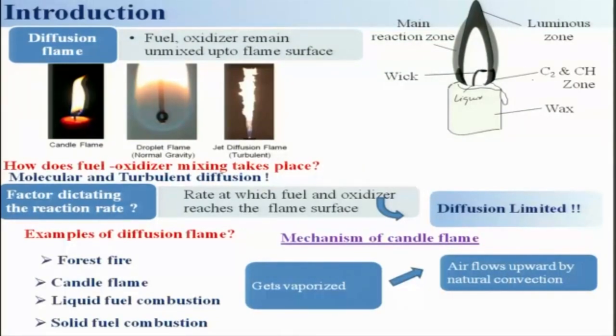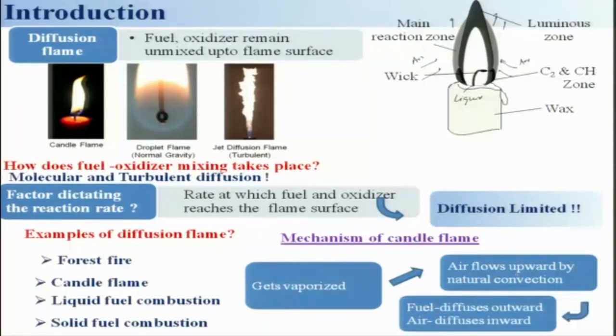it will only take place if the oxidizer is coming, because the flame is established. Then what will happen? There will be a buoyancy effect. The buoyancy effect means some of the gases will be moving upwards, and as a result, it will be taking in air entrainment, right? This is the air which will be entrained because of the buoyancy effect of the flame. And air flows upward by natural convection, because here natural convection plays an important role, unlike in practical combustion systems where forced convection plays an important role.